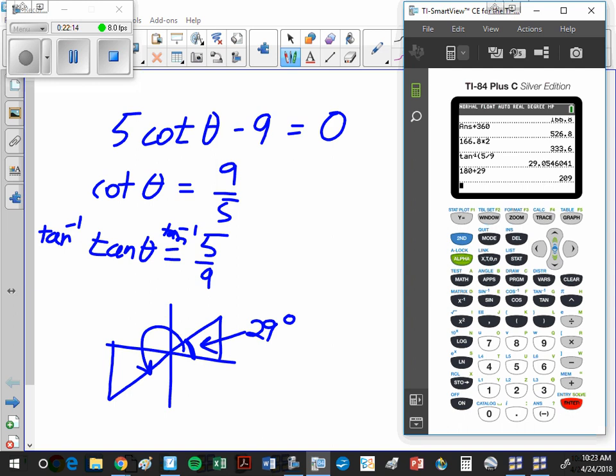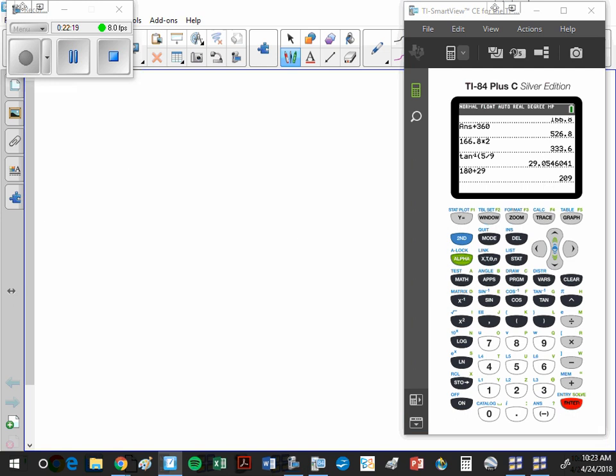Okay, 47. 4 sine of theta plus root 2. Well, actually, you guys can do this one. It's just like the tangent. Let's do 49.